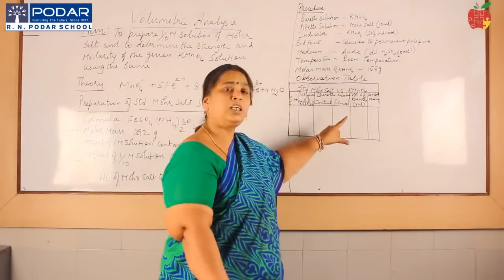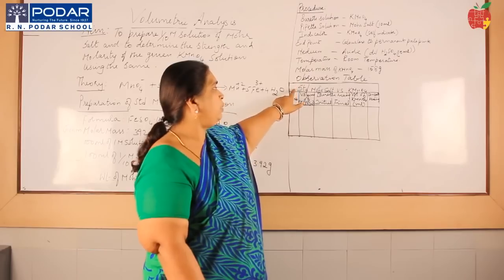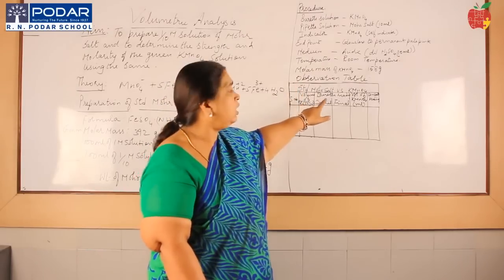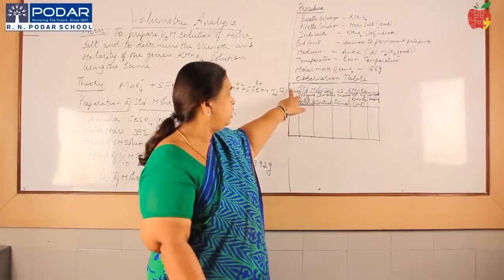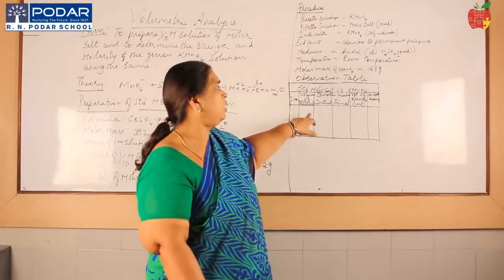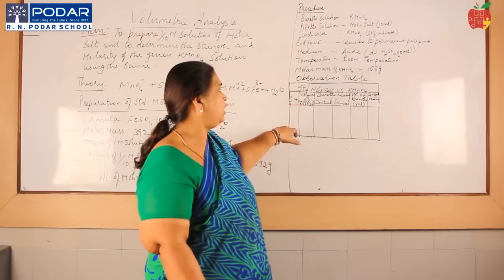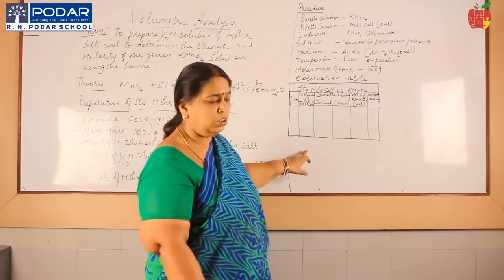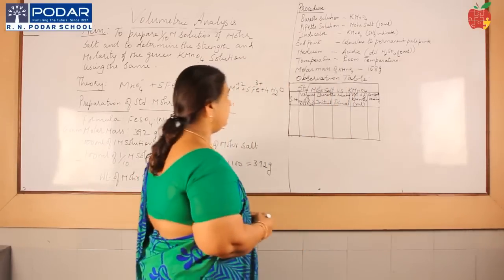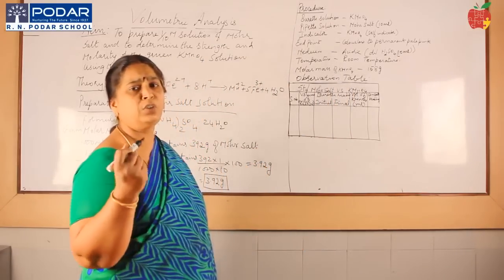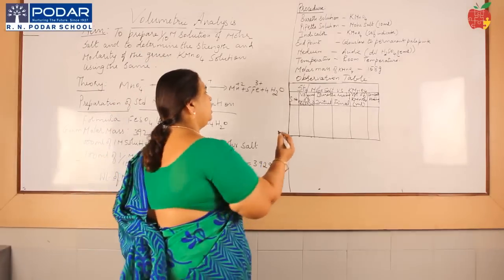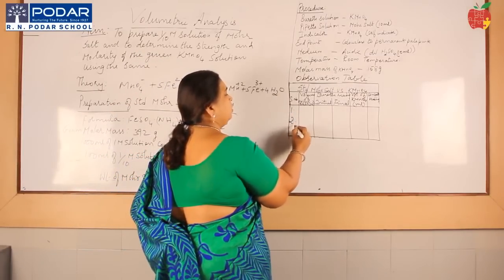So what are the things that are essential? Give the heading for the observation table. It is standard Mohr's salt versus KMnO4. So that heading should be there. And what are the columns that are expected? Serial number, volume of the Mohr's salt solution. You will do the experiment 3 times, right? At least minimum of 3 times, so that you ensure your readings are right. So serial number 1, 2, 3.